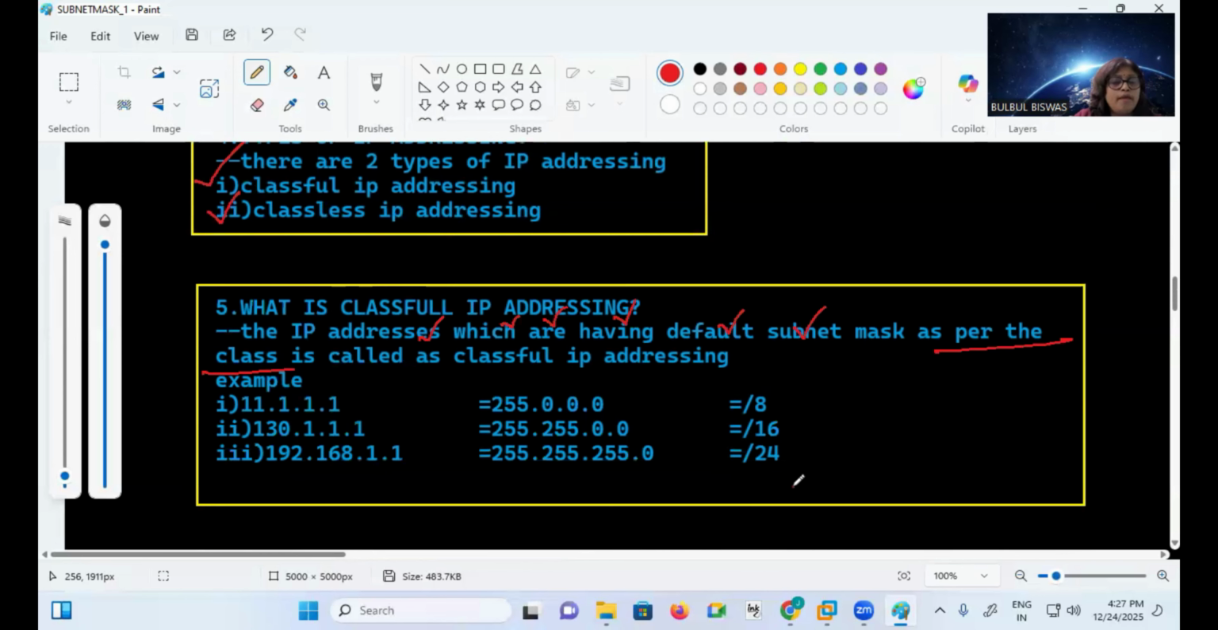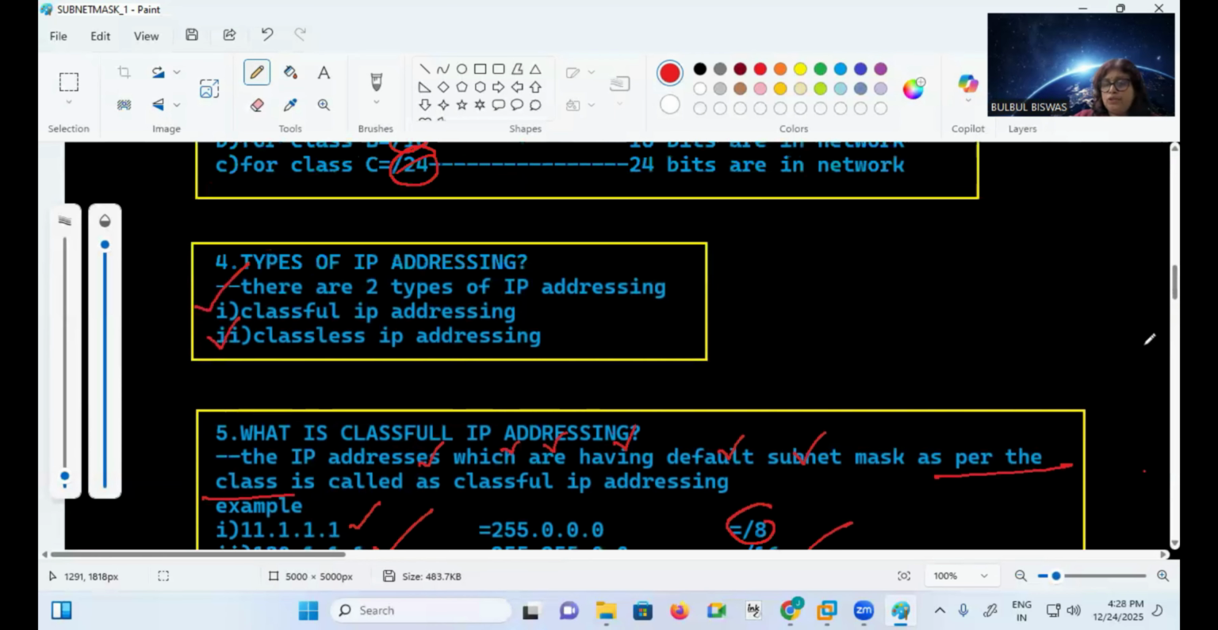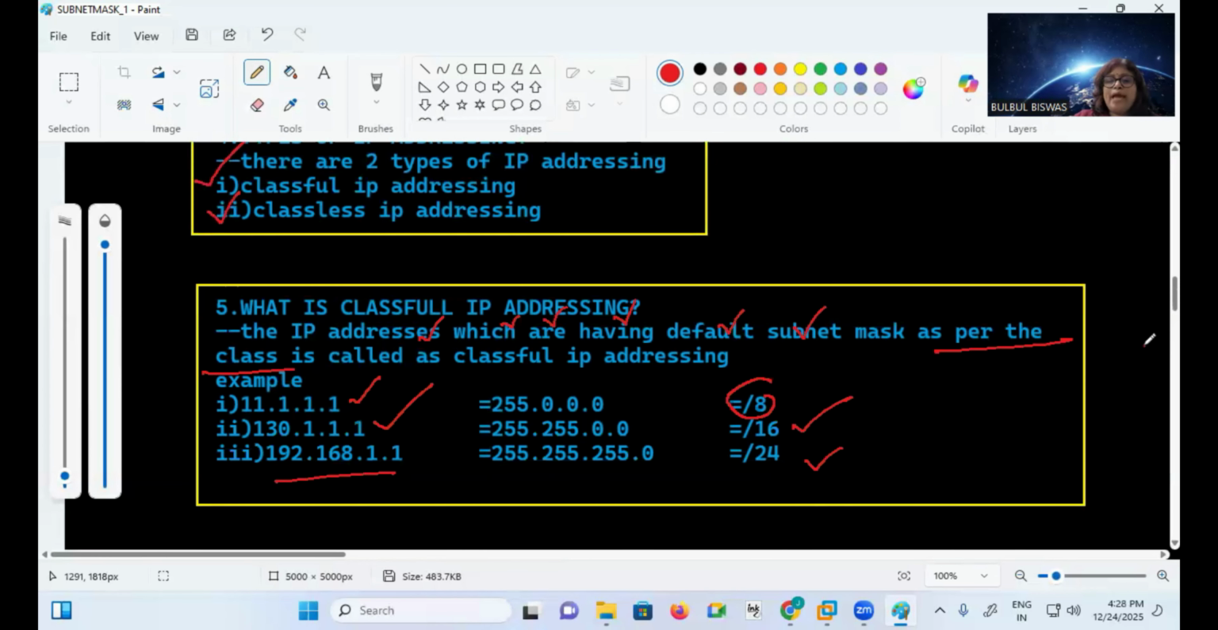So here, if it is 11.1.1.1, that means it is class A. So of course, class A has /8. So it is a classful IP. You see, this is an IP, this is class B. You can see /16, and this is class C. This is /24. That means what we have understood till now, whenever we assign any IP address to a system, by default the system will generate this subnet mask.